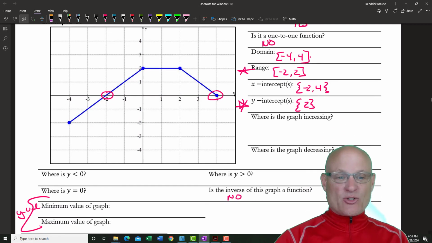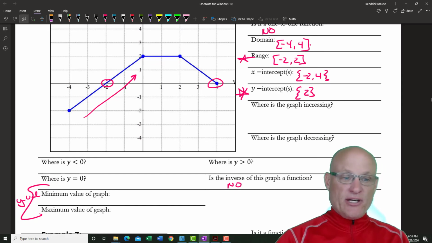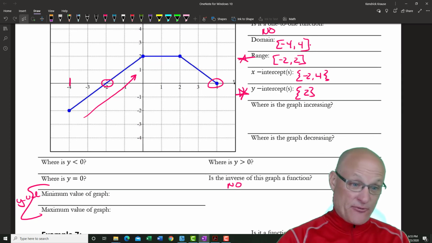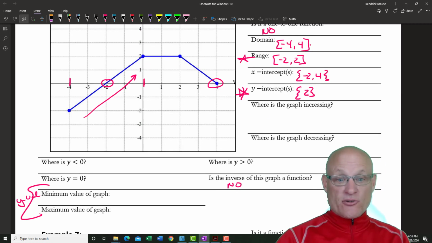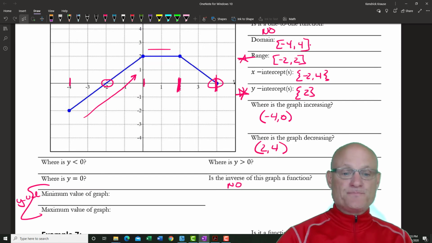Where is it increasing? It's increasing from here to here. So it's increasing over x values from negative 4 to 0. Never include endpoints on increasing or decreasing. At this point, it's doing neither increasing nor decreasing, but starting from 2 and going to 4, it's decreasing. So from 2 to 4, but parentheses.